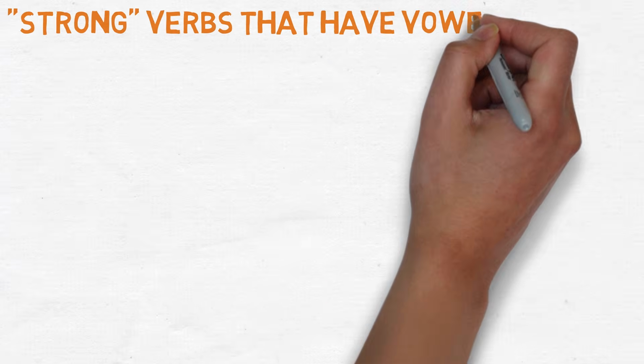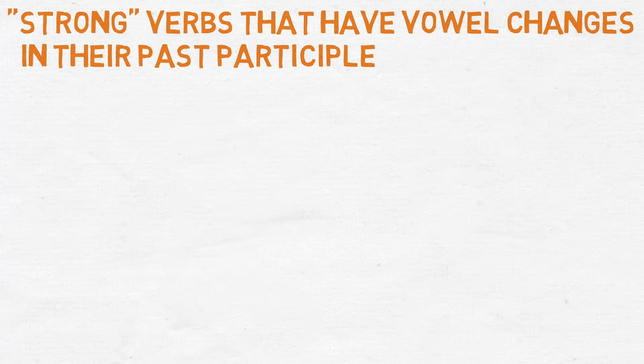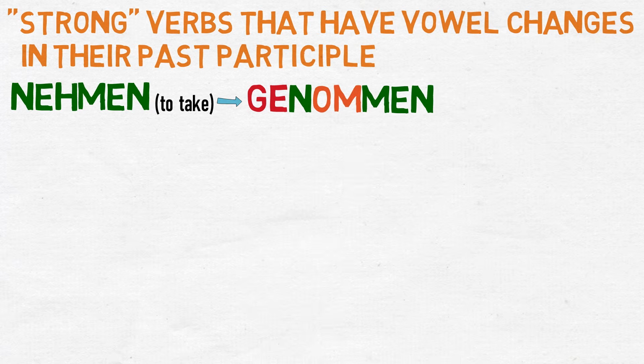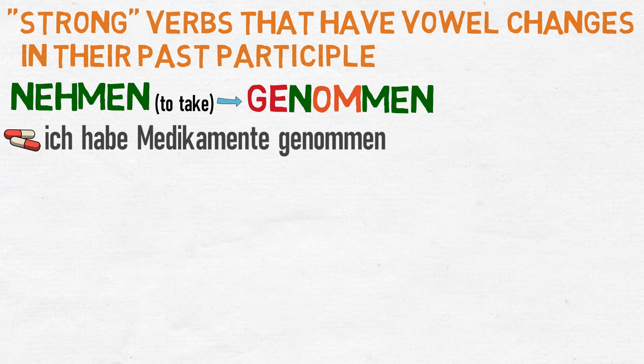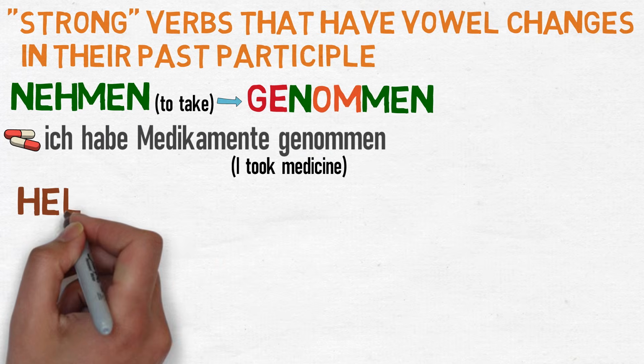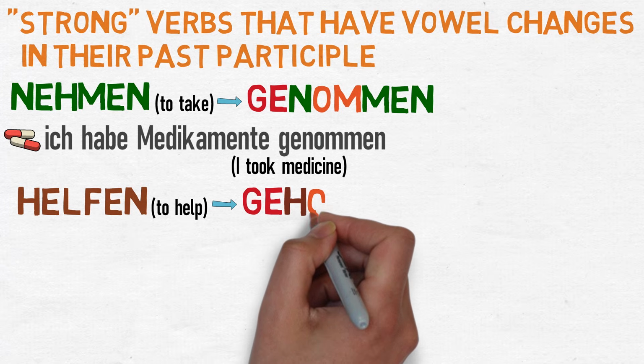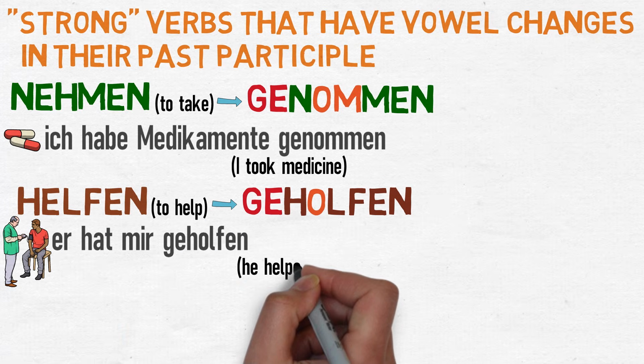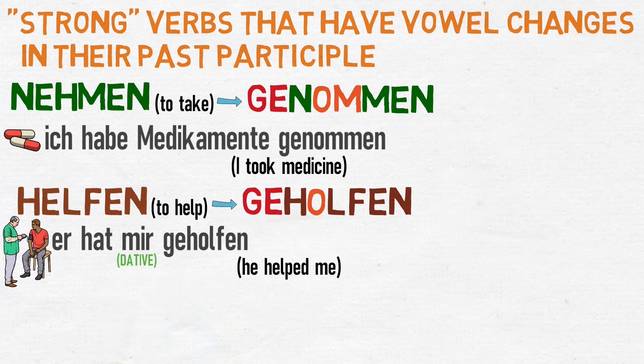Sometimes, strong verbs have vowel changes in their past participles. So nehmen, to take, goes to genommen. Ich habe Medikamente genommen. I took medicine. Helfen, to help. Geholfen. Hat mir geholfen. He helped me. Notice that we use mir in the dative case here because helfen triggers the dative.